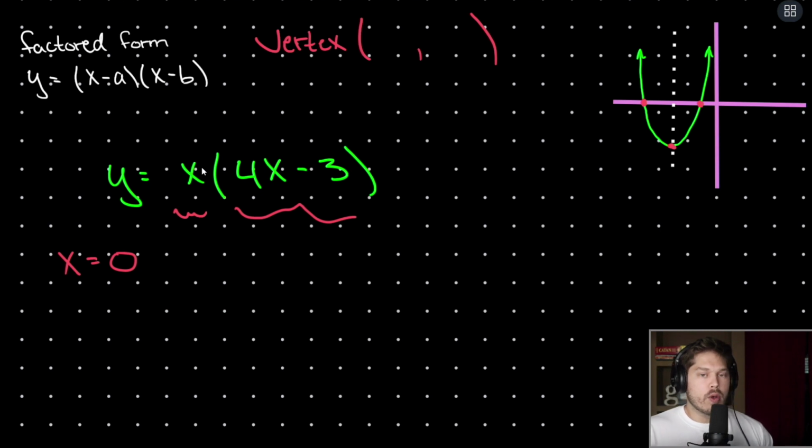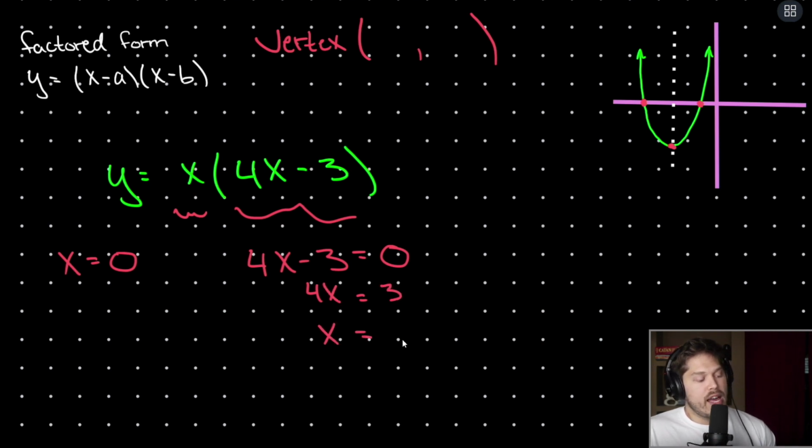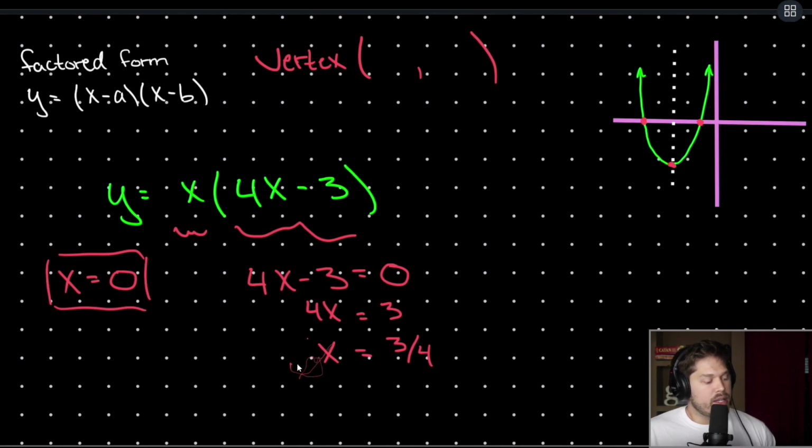So this full term, your output y will be 0 whenever x is 0. And you can see that here. For our second expression, we have 4x minus 3, and we set this equal to 0 to solve for our 0. We can add 3 to both sides to have 4x equals positive 3, and then we can divide by 4 to get x equals 3/4. So the two zeros for our function are x equals 0 and x equals 3/4.